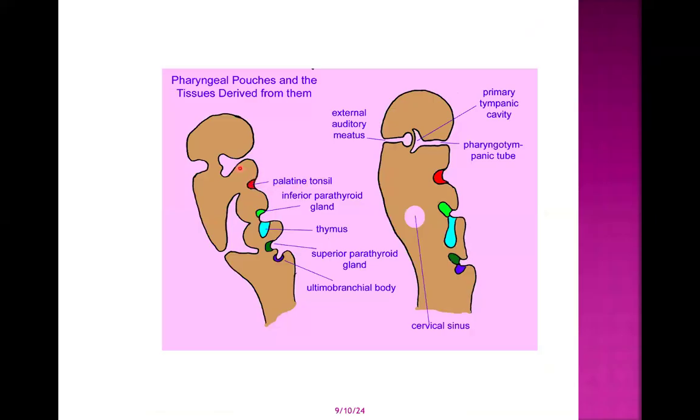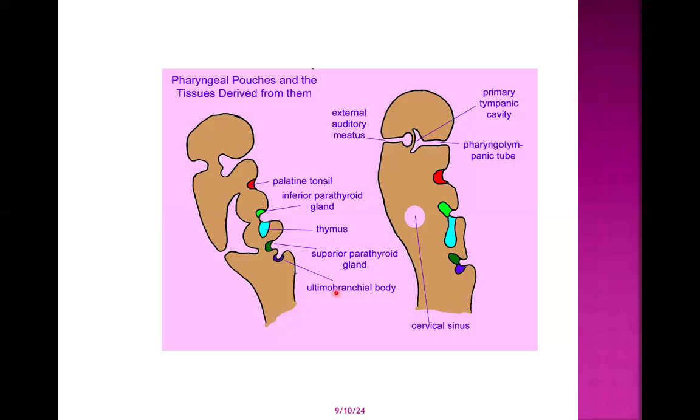So if you are counting the pouches, this is first pouch, second pouch. So that will be palatine tonsil from second pouch. Inferior parathyroid will be from the third pouch, and then superior parathyroid is coming from the fourth pouch. So the question is, why is it that superior is down and the inferior is up? It's because the superior is going to move upwards, the inferior will move downwards. So eventually you have the portions which are below coming up, so you have the superior parathyroid and then inferior parathyroid to migrate.